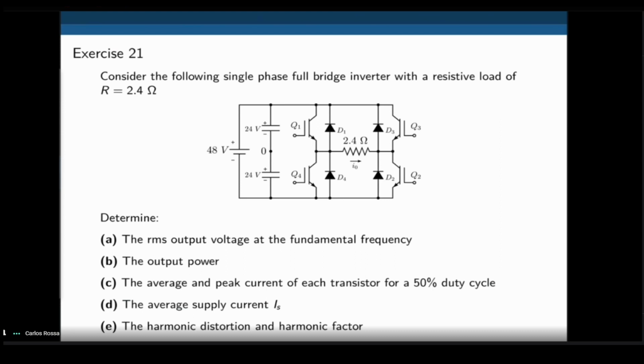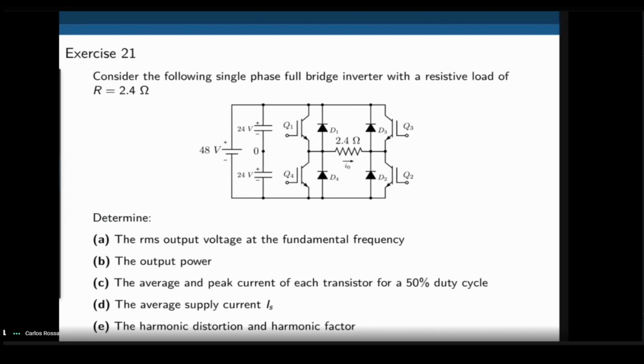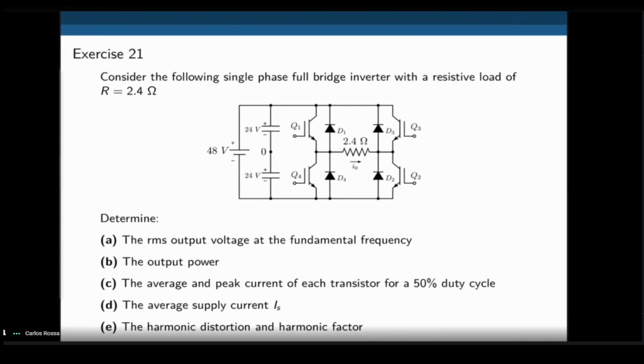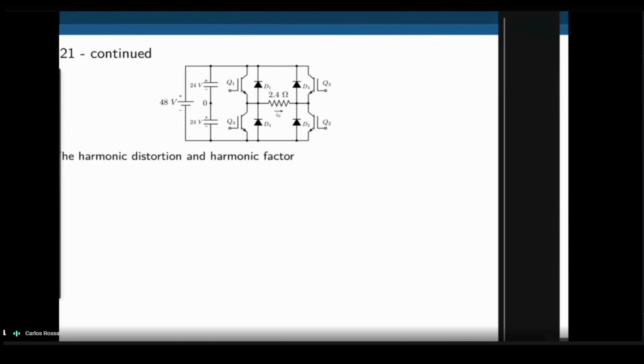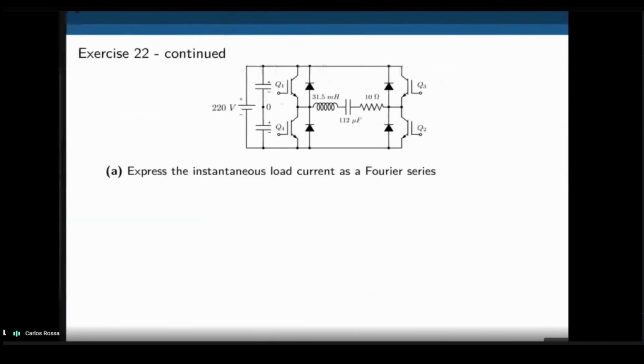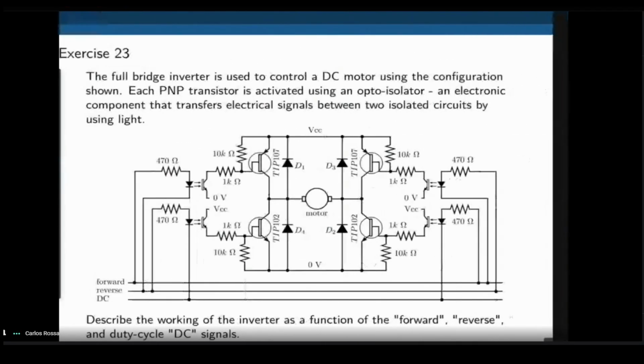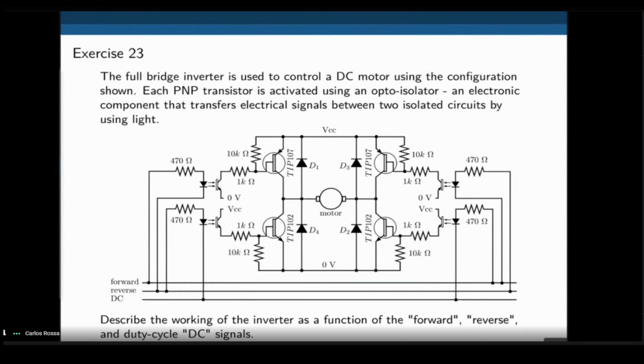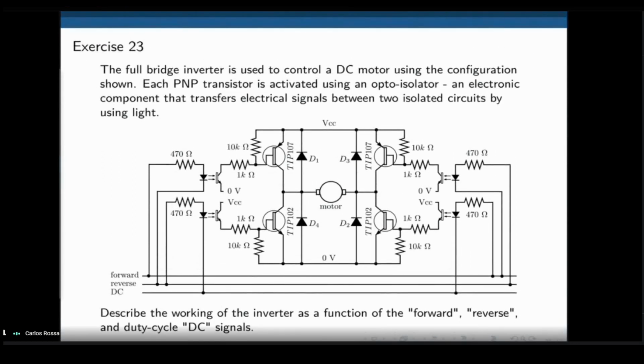Okay, very good. So I'm going to skip this one because it's the same. It's just another full bridge. I want to do something more interesting that is of more use to you. Let's do that one.